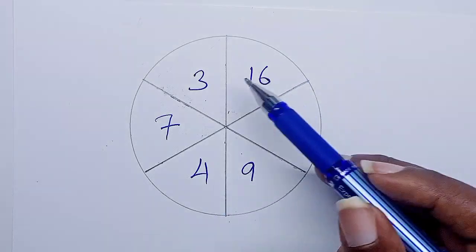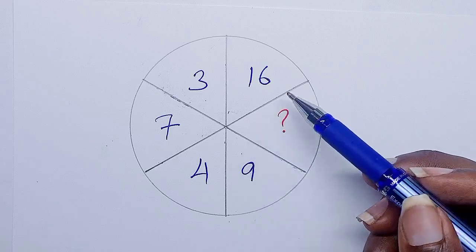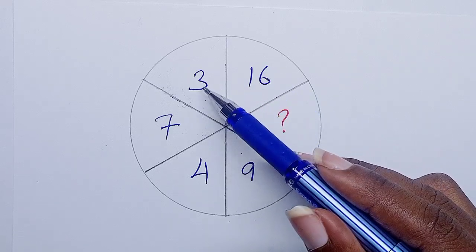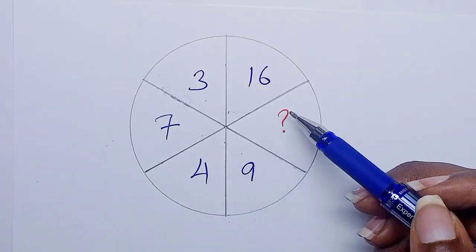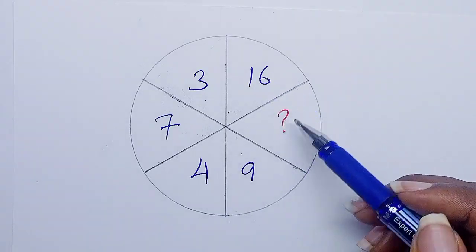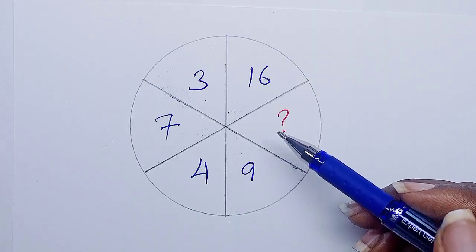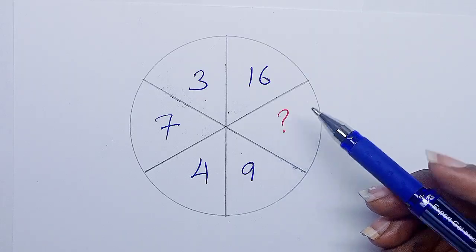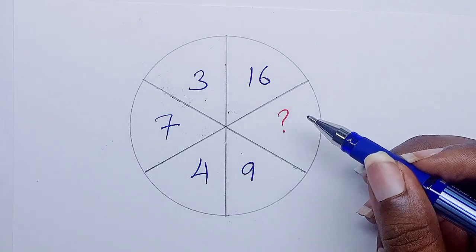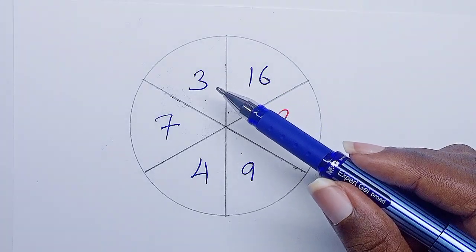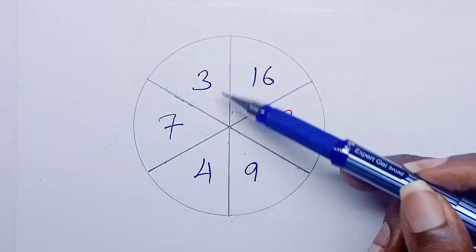We have this question here. In this circle, we have these segments. Here we have 3, 7, 4, 9, 16. What value do you think comes here? You can pause the video and work it out and see what your answer is. But here what you do is you square the values in the left segment. On the left, I mean these ones here.